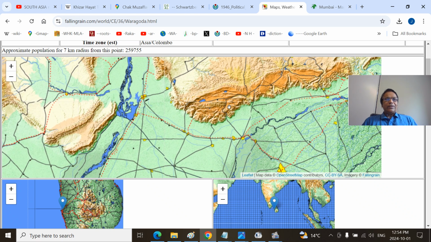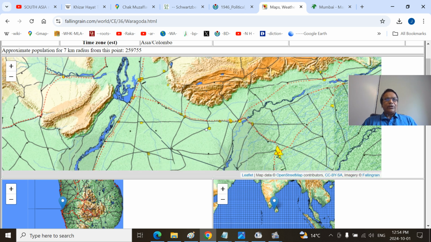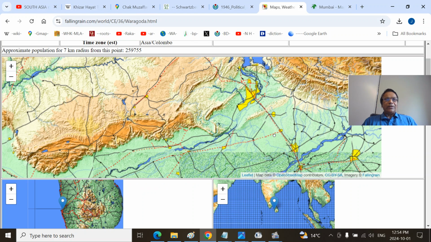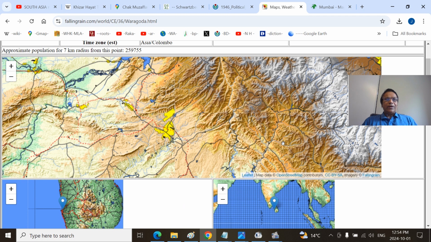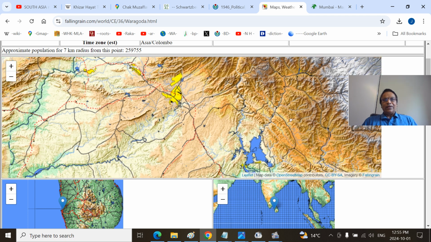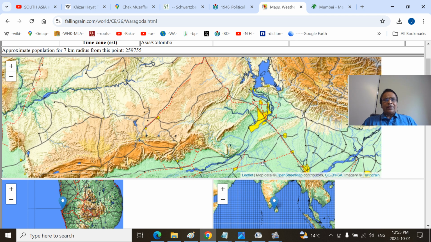So this is the Mianwali Valley. The junction is Kundian, the Mianwali Valley junction. This is the Jhelum River. You can see the Jhelum town here, the Mangla Dam. This is Maharaja Hari Singh Dogra's territory in the 1940s during the partition time.